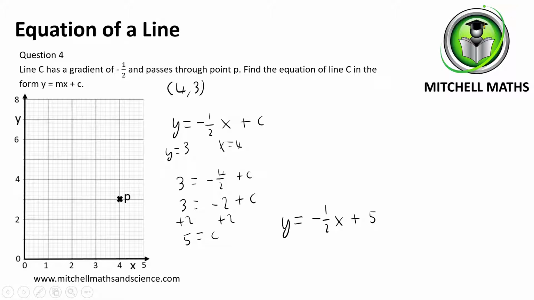If you're given a gradient and a set of coordinates, insert the gradient into the equation in place of m, then substitute your values for x and y from your coordinate point, and then rearrange to find your value of c. Once you've done that, you can just write out the equation of the line, because you've got your gradient and your y-intercept.